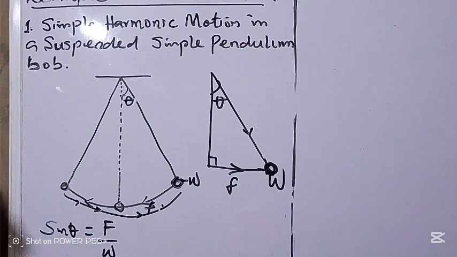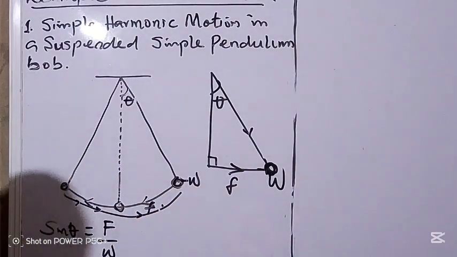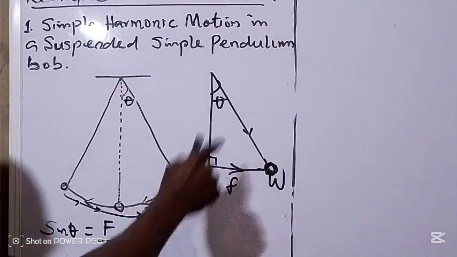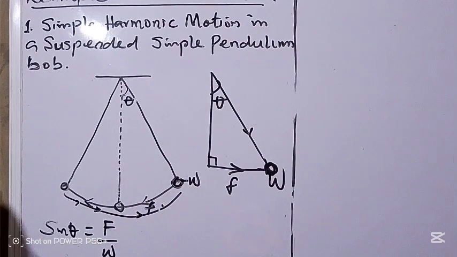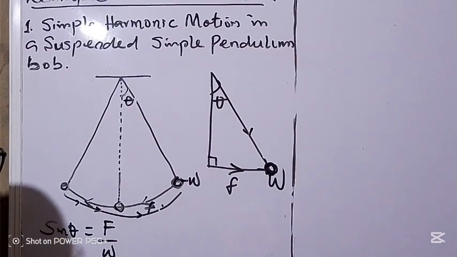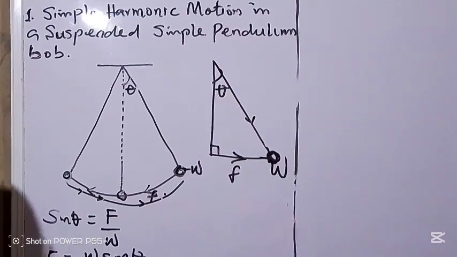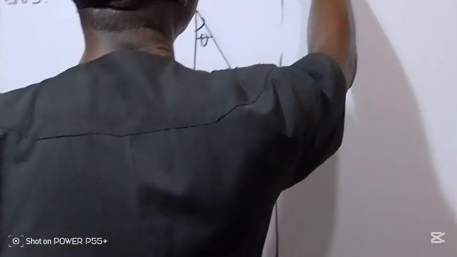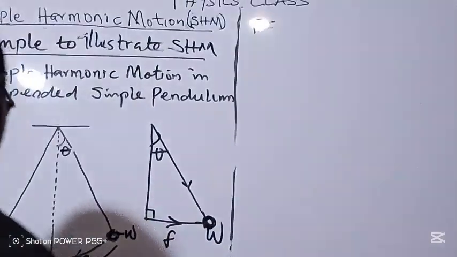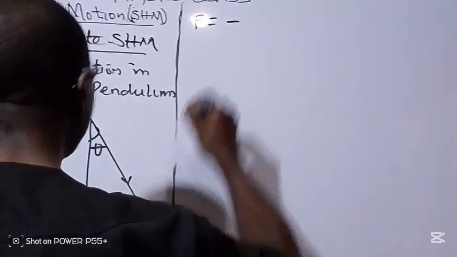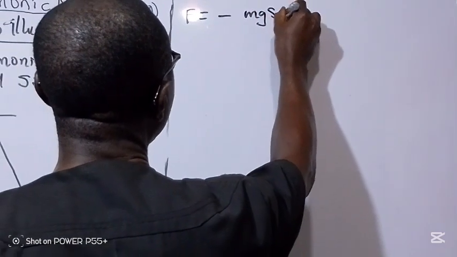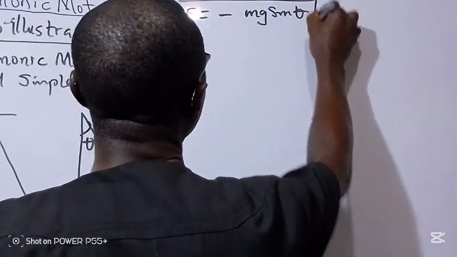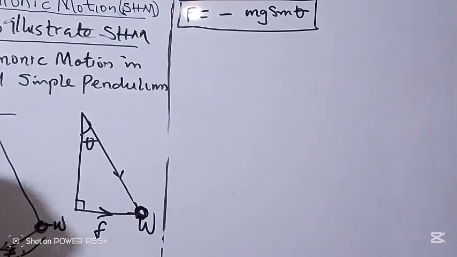And since this is a restoring force, it will move in the opposite direction of the motion of the pendulum. So our F will now be equal to minus W sine theta. Note that W is equal to mg. Therefore, we can now have the magnitude of the restoring force as F is equal to minus mg sine theta. That's the restoring force for a simple pendulum.